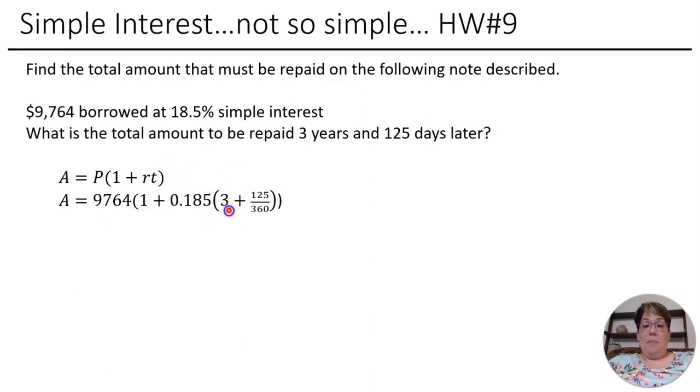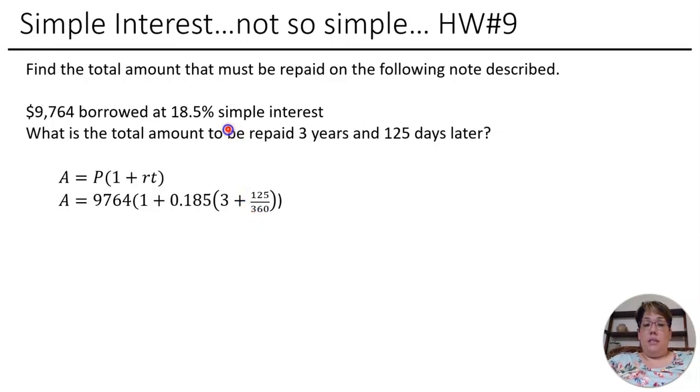Now, the time is a little tricky here. So my time is 3 years plus part of a year. Okay, so the part of a year is 125 over 360. So this is where this is tricky, okay? So it's 125 out of 360 days. And again, that 360 is ordinary interest.